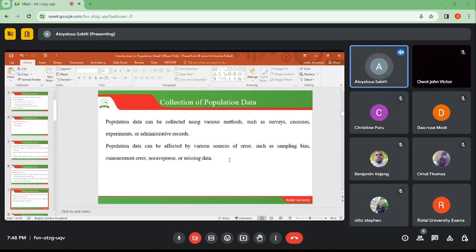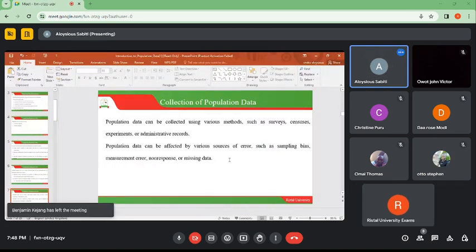So having understood analysis, we also need to understand collection of population data. And population data can be collected using the various methods, I think, which we have definitely looked at. So this is just a brief of collection of population data. And we're saying these are surveys, censuses, experiments, but also administrative records.